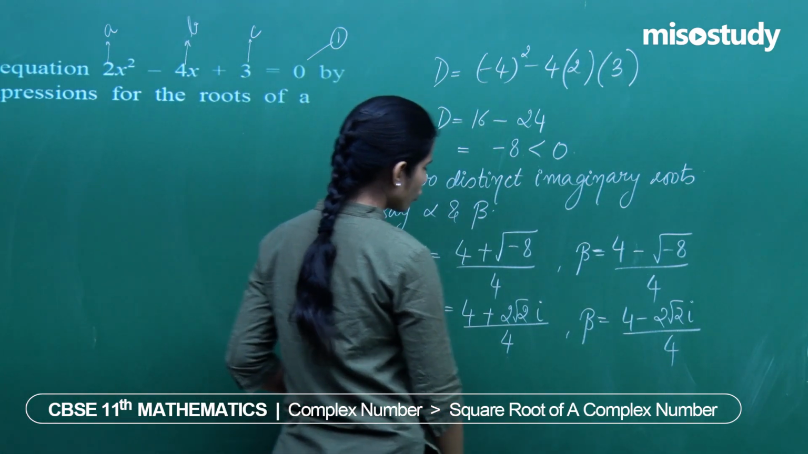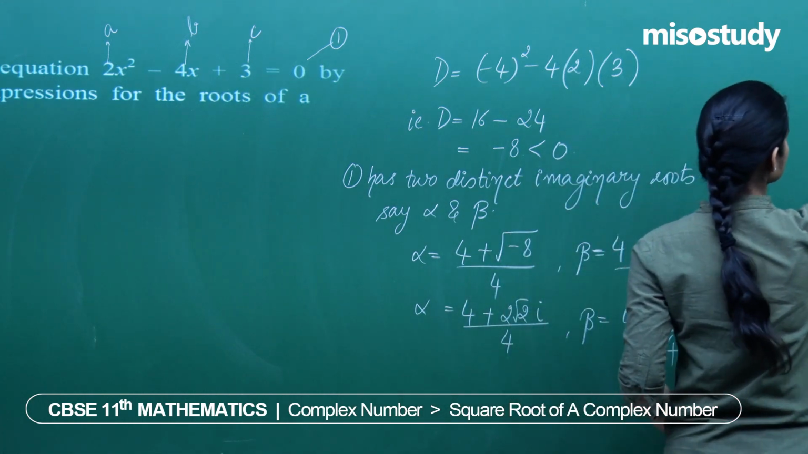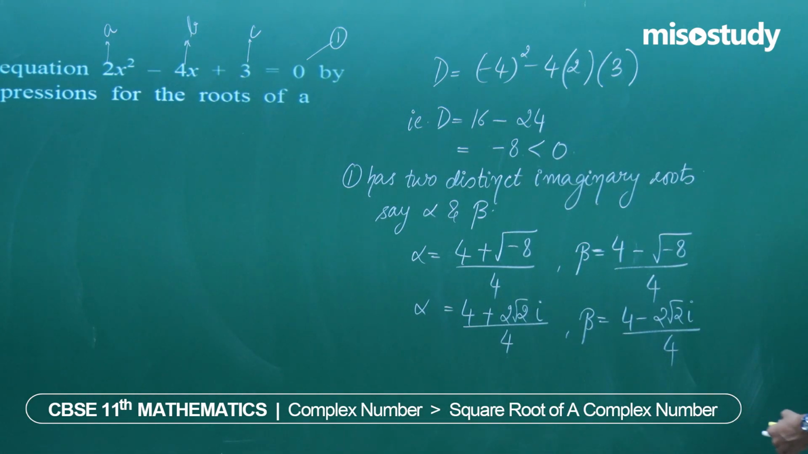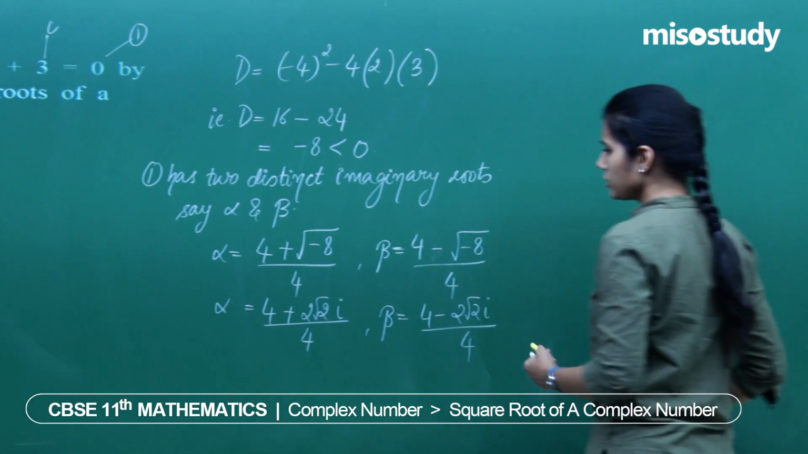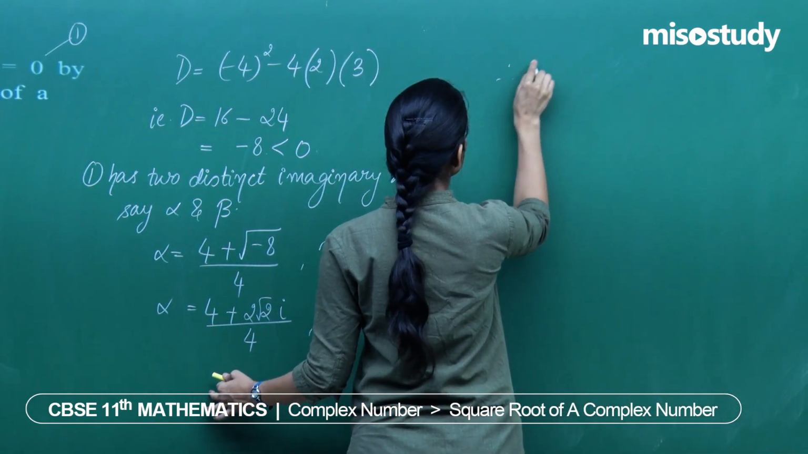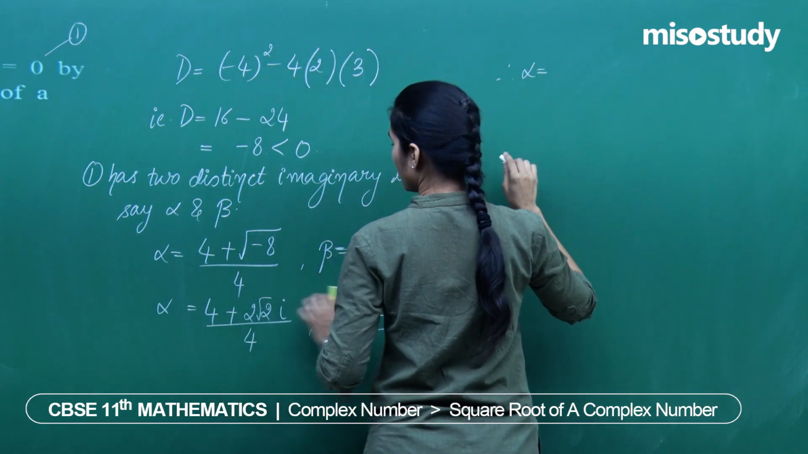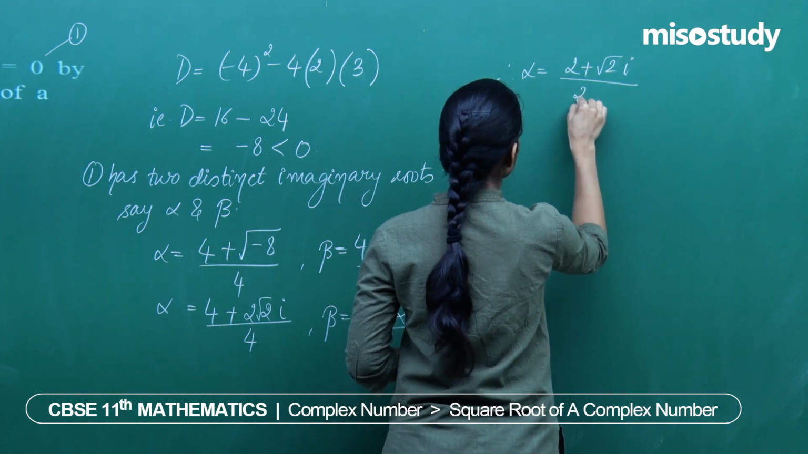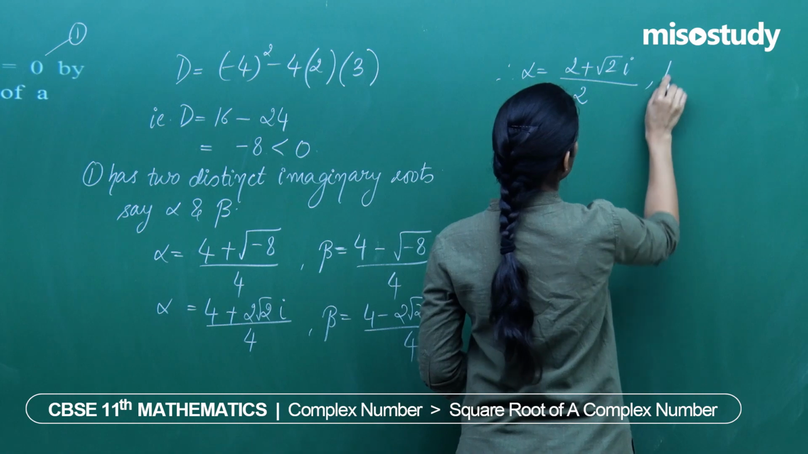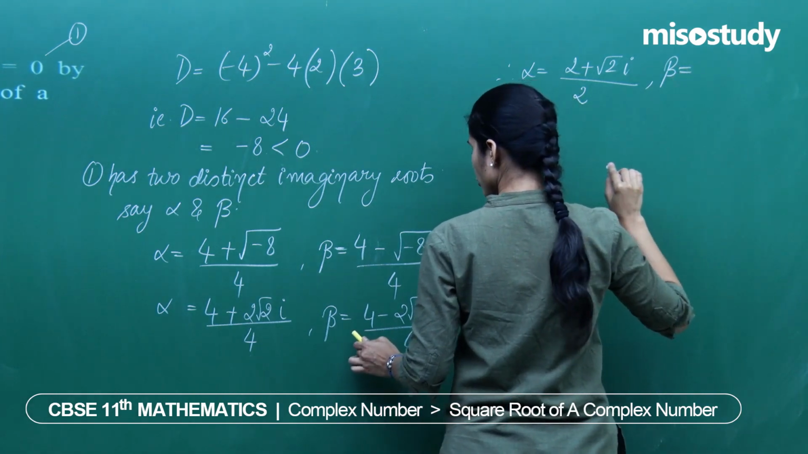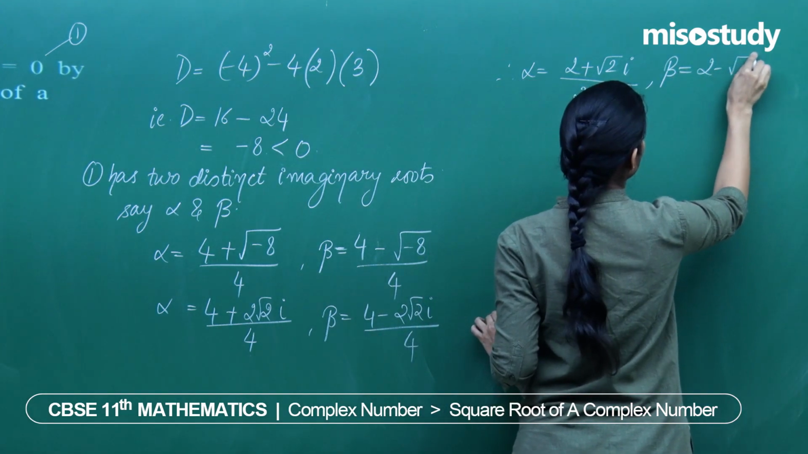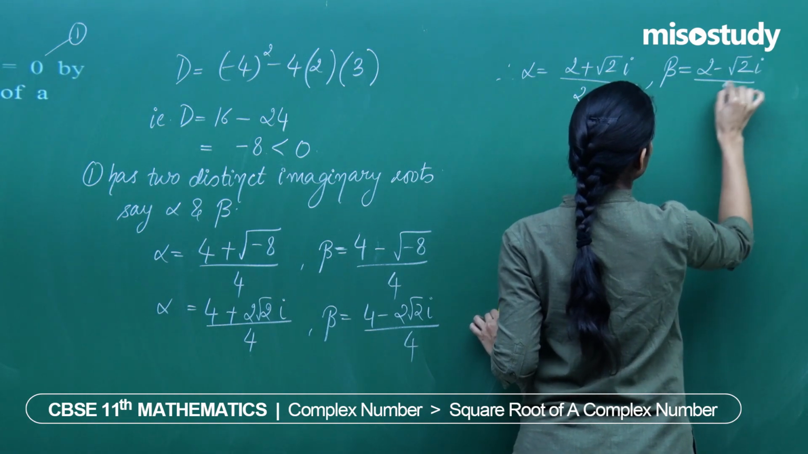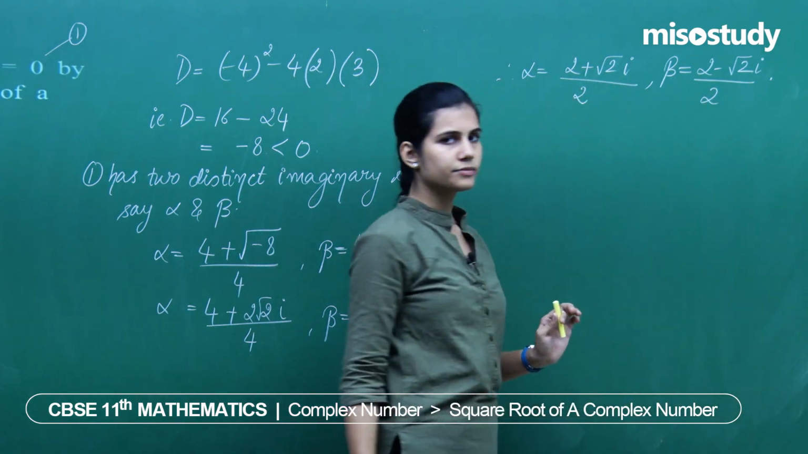Obviously 2 can come out common. What will you be left with? If 2 comes out common from the numerator, what will you be left with? 2 comes out common, you are left with 2 plus root 2 iota whole upon 2, and beta is 2 minus root 2 iota whole upon 2.